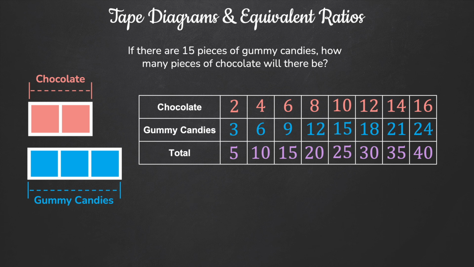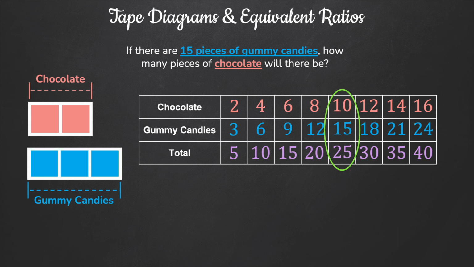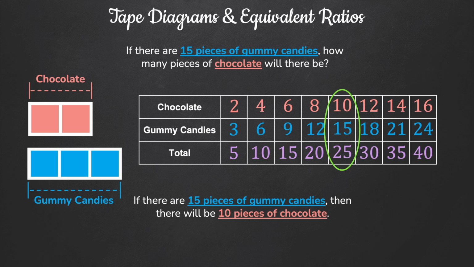So our next question says, if there are 15 pieces of gummy candies, how many pieces of chocolate will there be? So we're going to go ahead and look at our table for 15 pieces of gummy candies. And if there are 15 pieces of gummy candies, that means that there are going to be 10 pieces of chocolate.